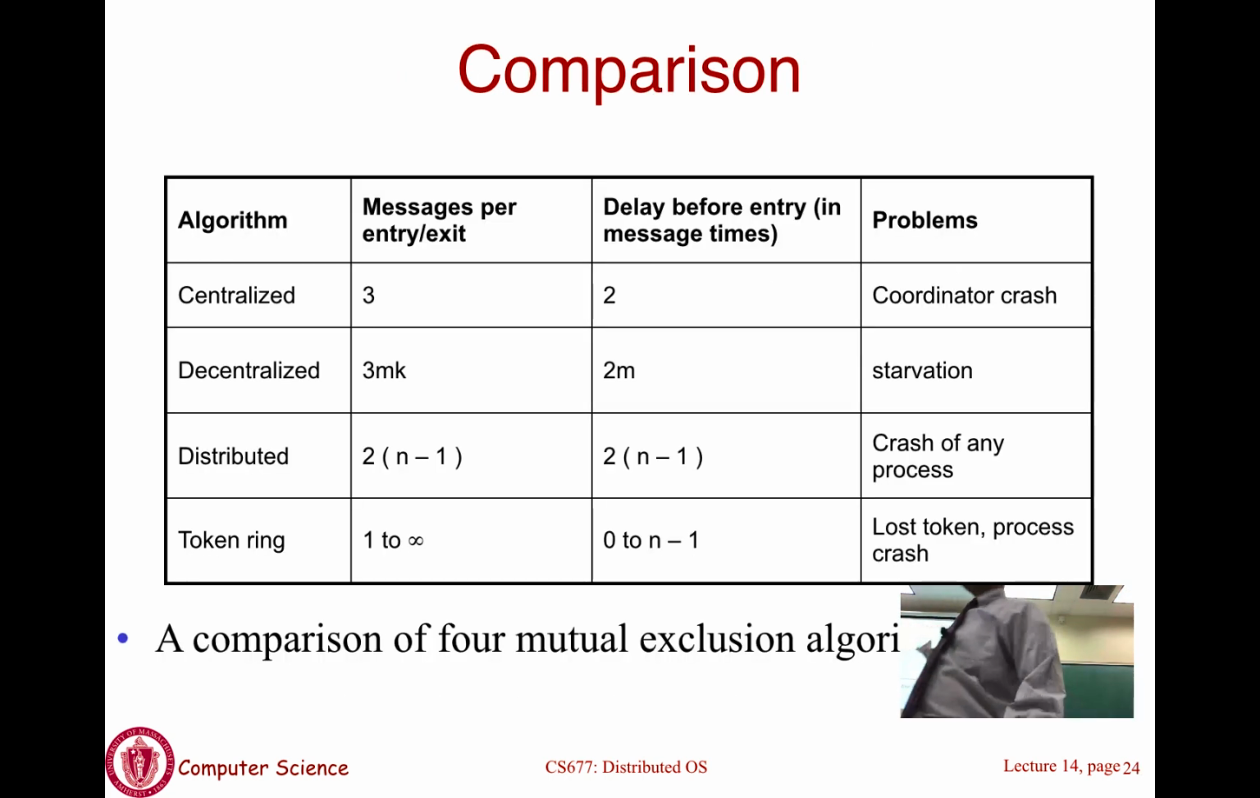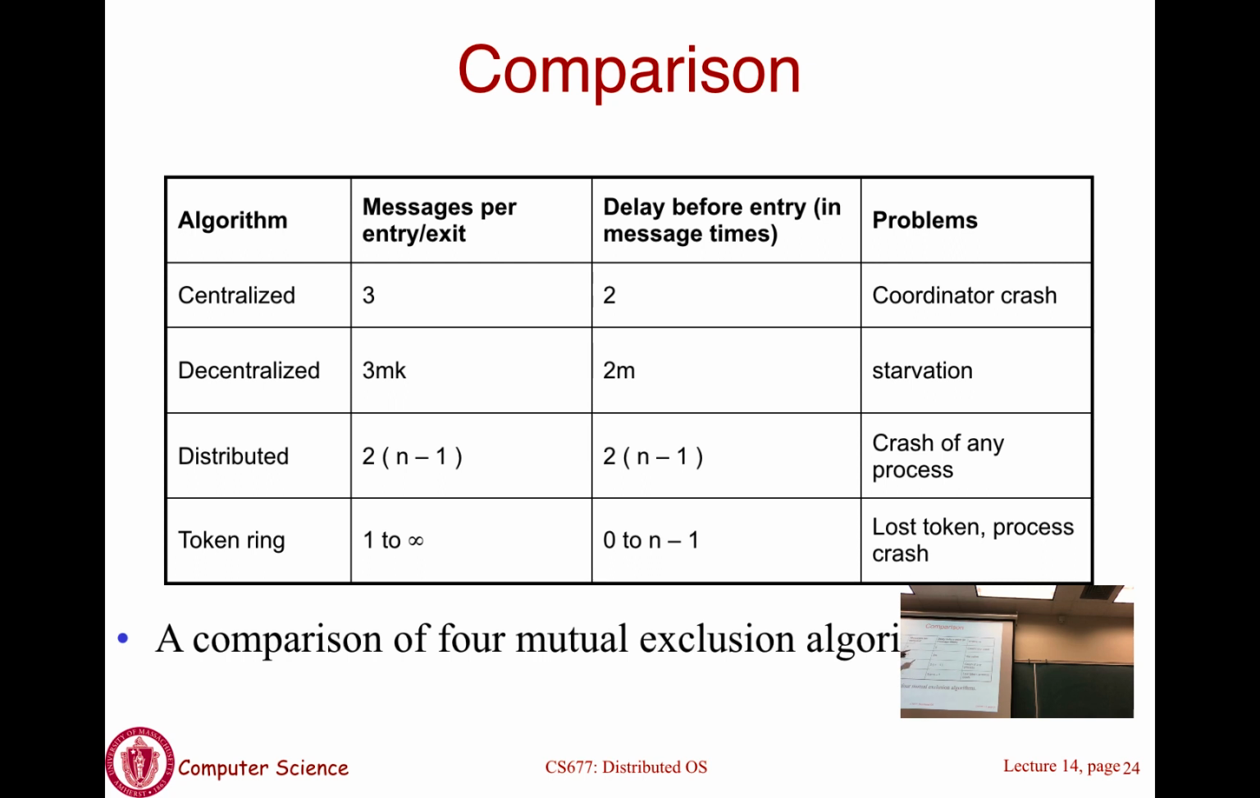So it covered several different algorithms. That's a table that actually compares them. You will see the message overhead is arbitrarily different. So centralized is 3, decentralized is 3mk. We will not go into the details. We didn't talk too much about that. Distributed one is 2 times (n minus 1). Here n is the number of nodes in the ring. That's essentially the message overhead.